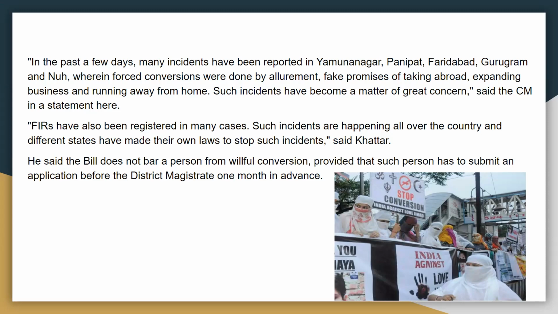He then clarifies that the bill does not bar a person from willful conversion. It is provided that such a person has to submit an application before the district magistrate one month in advance. If a person wishes to convert his or her religion, then he or she has to submit an application before the district magistrate one month in advance. The bill does not stop willful conversion, the bill stops unwillful conversion, that is, conversion that is made forcibly.